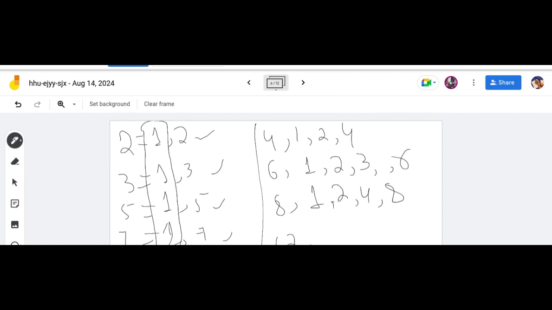What are the factors of 12? 1, 2, 3, 4, 6, 12. No, the 1 is present in all the numbers. So that is known as co-prime.